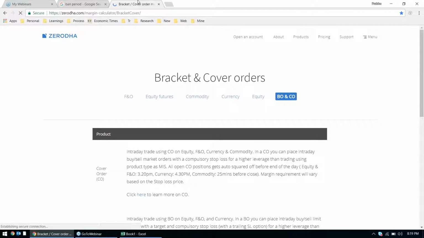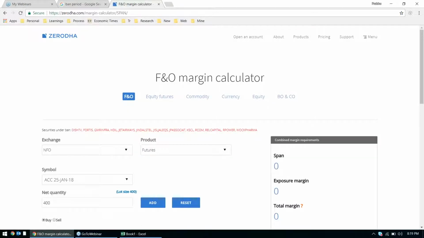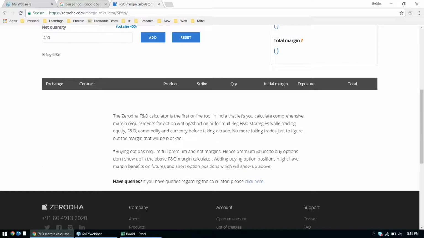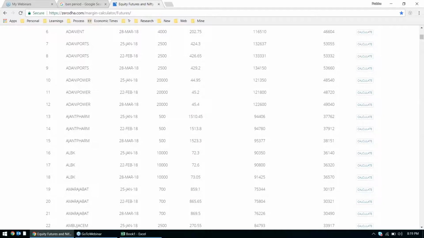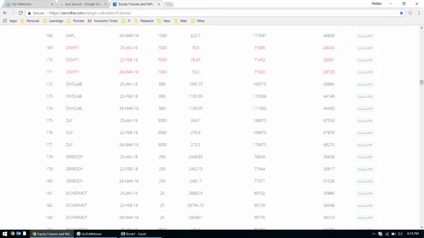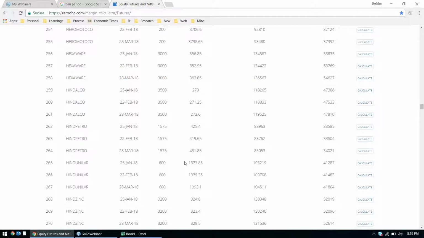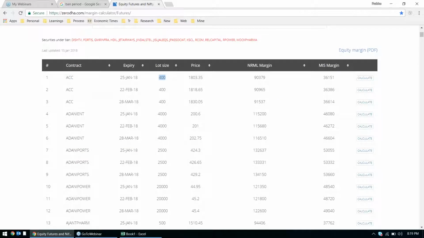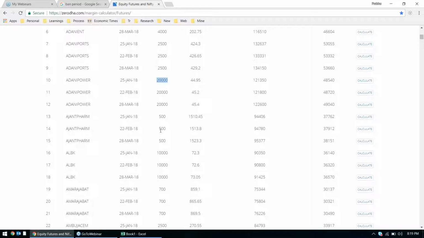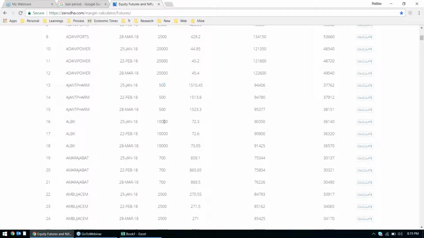I'll show you. You can go to the futures and options in the Zerodha margin calculator, equity futures. Here, every stock listed in futures and options is shown, and you can look into the lot size of each stock. ACC has a lot size of 400. The same lot size will also appear in option trading. Adani Enterprise is 4,000 lot size, Adani Power 20,000, Ajanta Pharma 5,000, and Allahabad Bank 10,000 lot size.